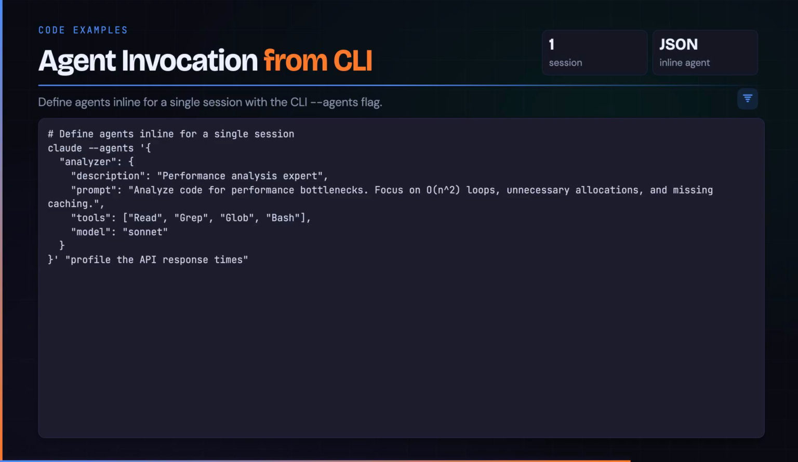Think of CLI invocation as hiring a specialist for one meeting only. The agent's flag defines an analyzer inside the command itself, using JSON for the description, prompt, tools, and model. In this example, the analyzer focuses on performance bottlenecks, quadratic loops, unnecessary allocations, and missing caching. It receives file inspection, grep, glob, and shell access, and uses Sonnet.